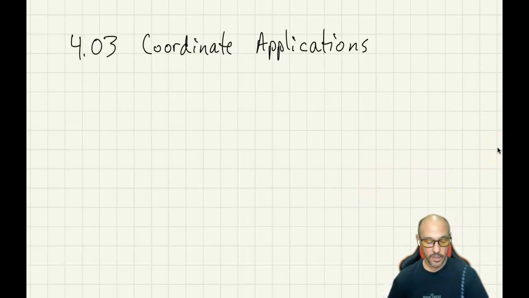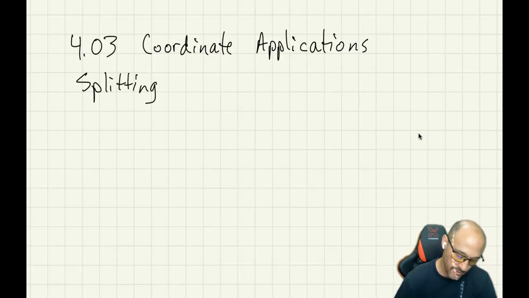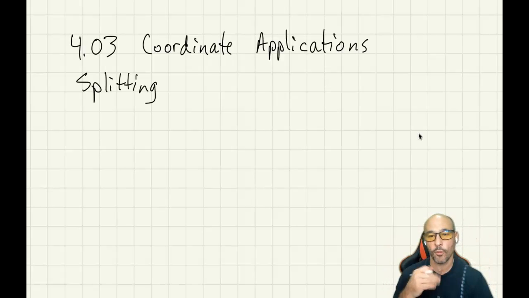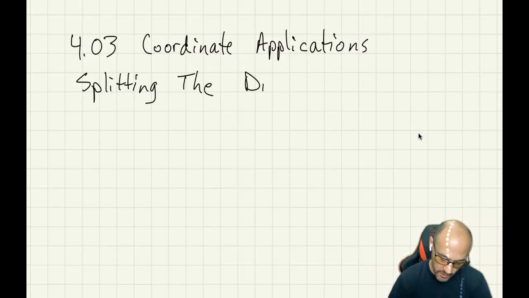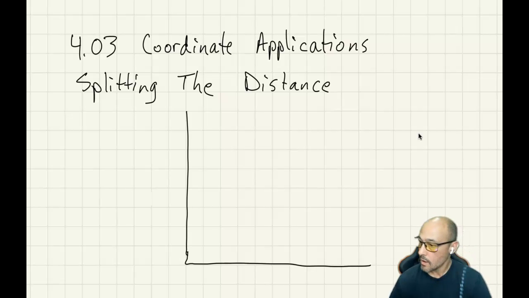Geometry 2. We are working in 4.03 coordinate applications and we're looking at splitting the distance. So finding the point that is some ratio between two other points. And we're going to start with a situation where our first point is going to be right here at 0, 0. And our second point is going to be at 6, 6.